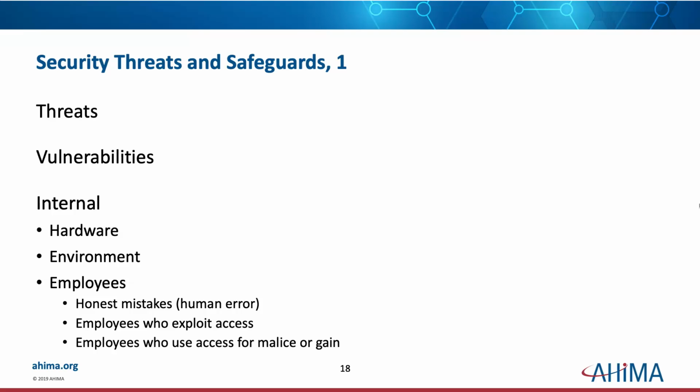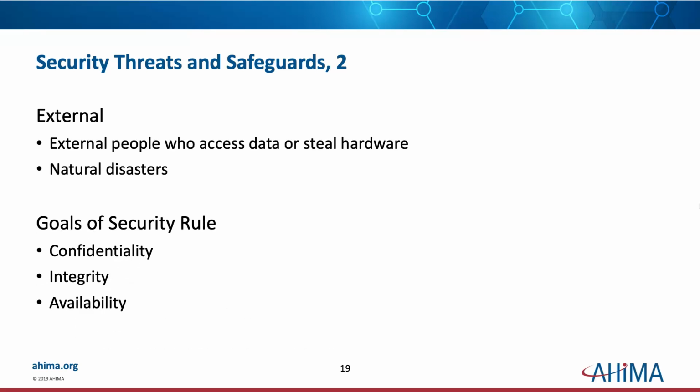There are internal and external threats. Internal threats, they're going to go through those here, involve hardware, the environment, employees. External threats could be hackers. It could be those who set up things like phishing, or they do ransomware. It can also be natural disasters, all those kinds of things.